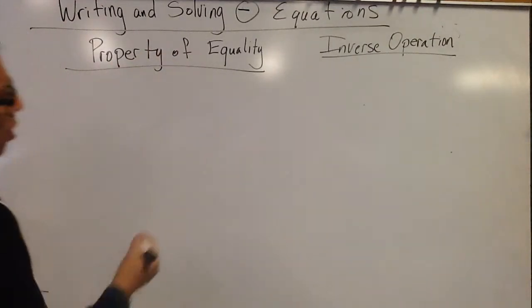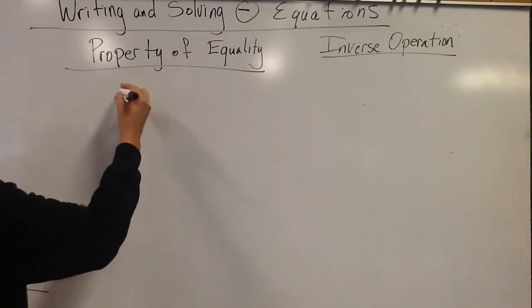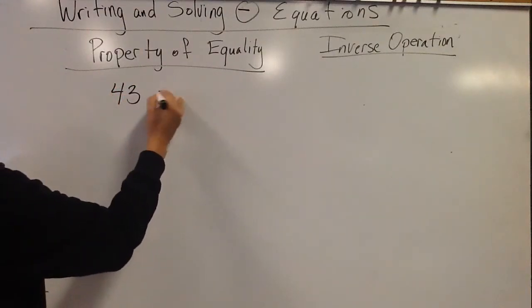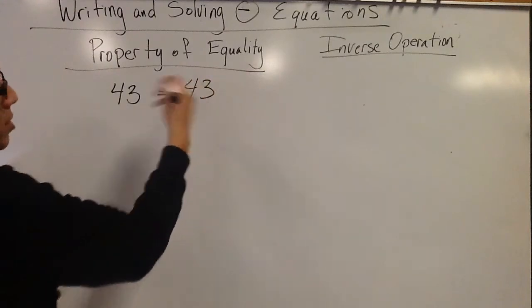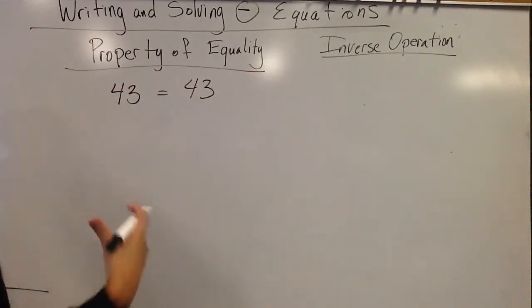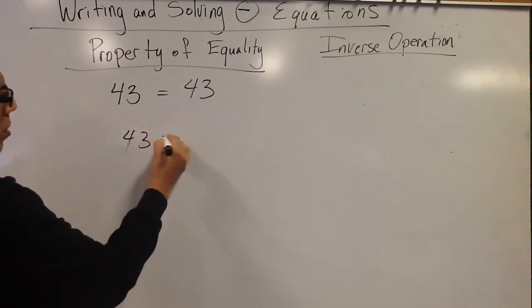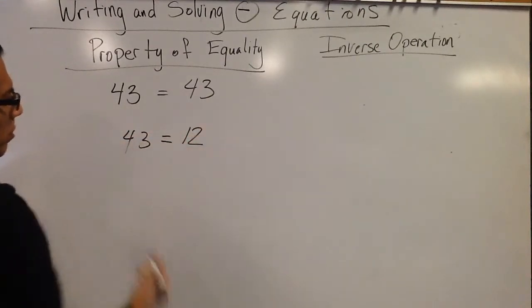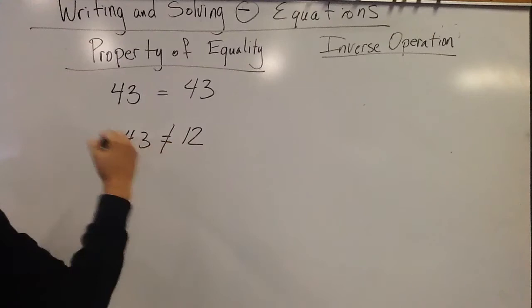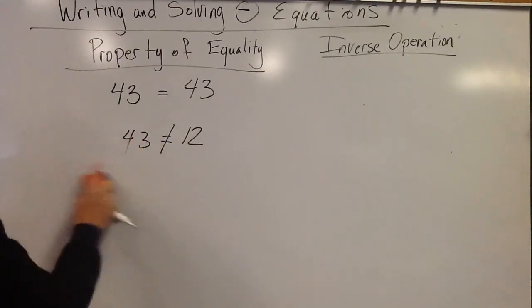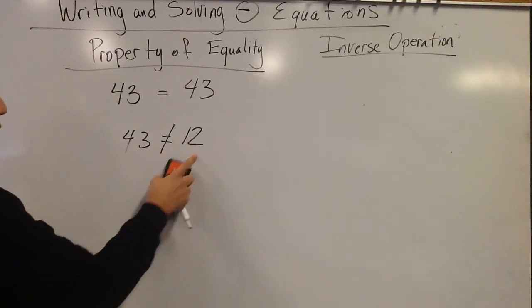What is the property of equality? Well, it turns out I am 43, so we know that 43 equals 43. That is a true statement. Now that might seem silly, but look at this. Does 43 equal 12? Obviously not. This would be a false statement. You would know that that's not true. So it is important that your equation is true.